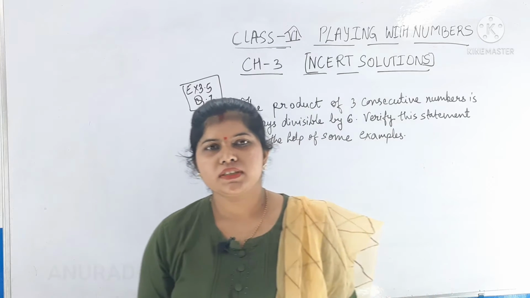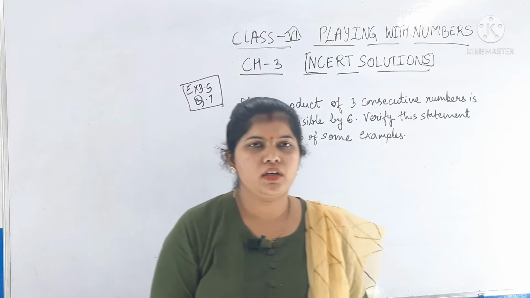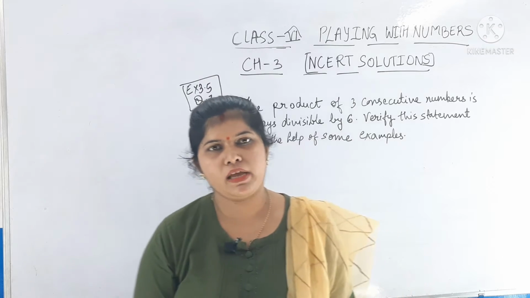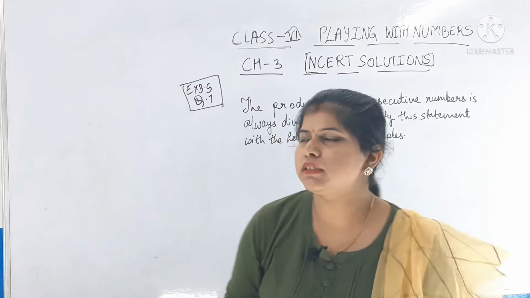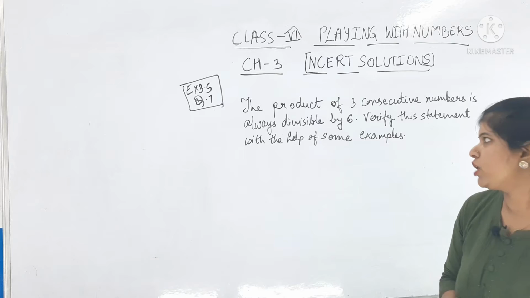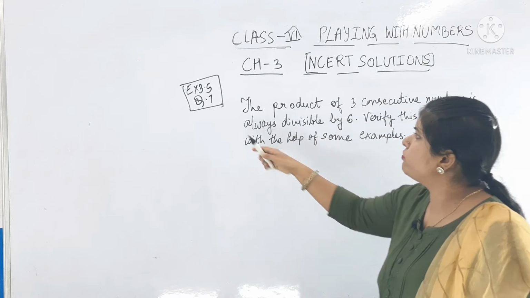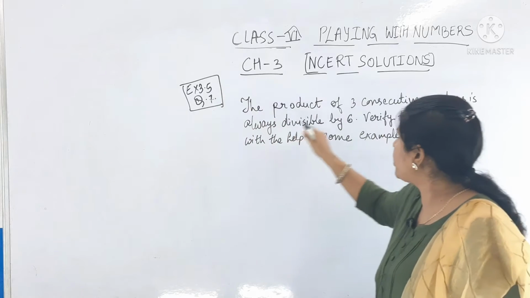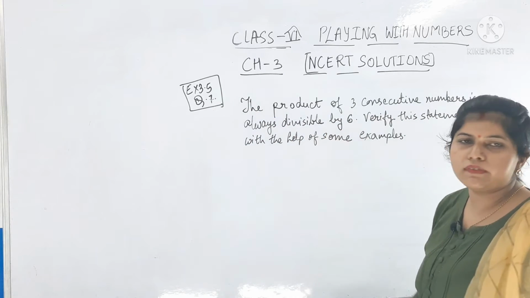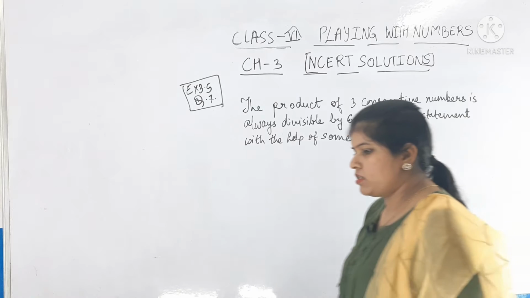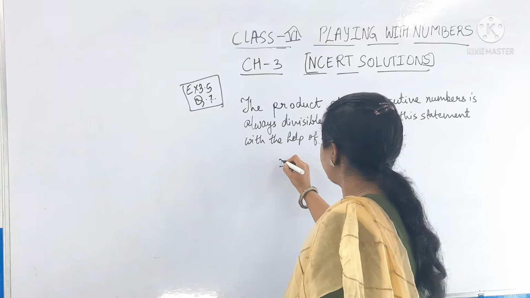Here I will cover the rest of the questions of exercise 3.5 of class 6, that is Playing with Numbers. So here is question number 7. What is the question? We have to give examples. The product of three consecutive numbers is always divisible by 6. So let's take some examples here.